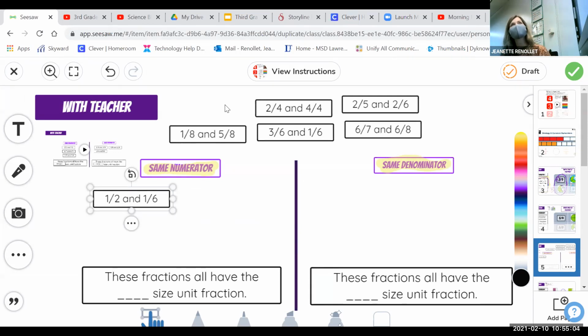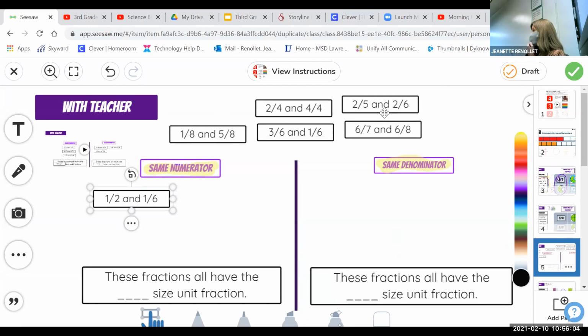We said this one has the same. Now, you're doing yours here. All right, ready in 3, 2, 1. When I call on you, you may read a pair of fractions. You're going to read it to me and tell me which side it goes on. You ready?